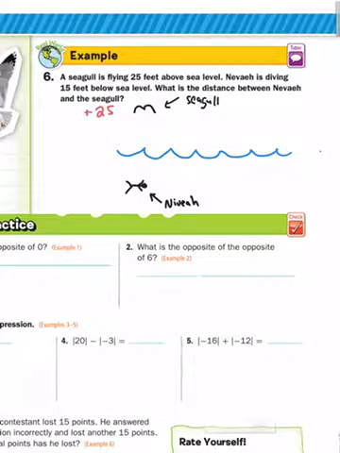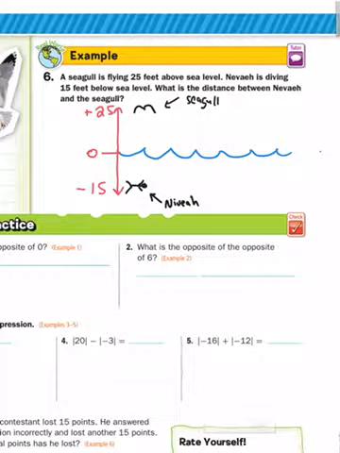So think of that as positive 25. Nevaeh is diving 15 feet below sea level. So think of where Nevaeh is as a negative 15. Now, this is tricky because when it says, what is the distance between Nevaeh and the seagull? Here's what you have to do. Think of this as a number line right here. Okay? Sea level represents 0 on a number line.